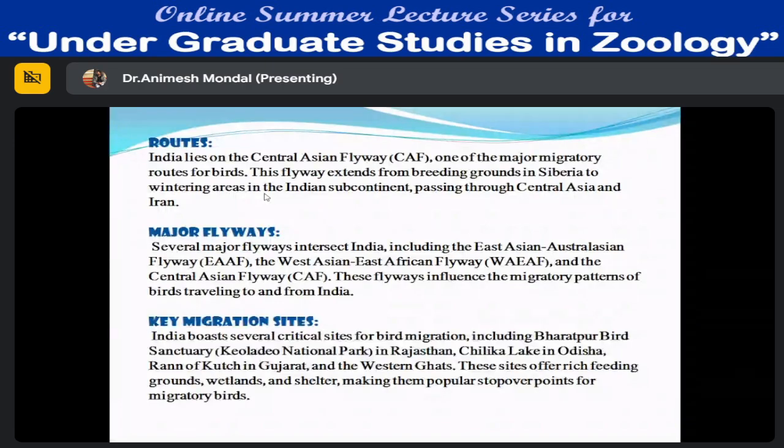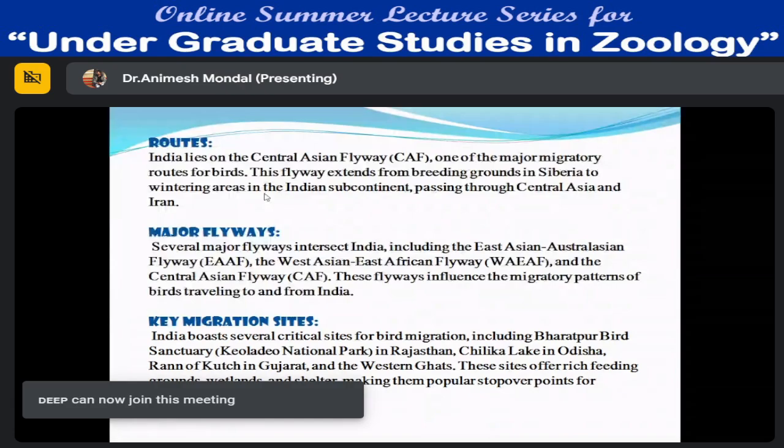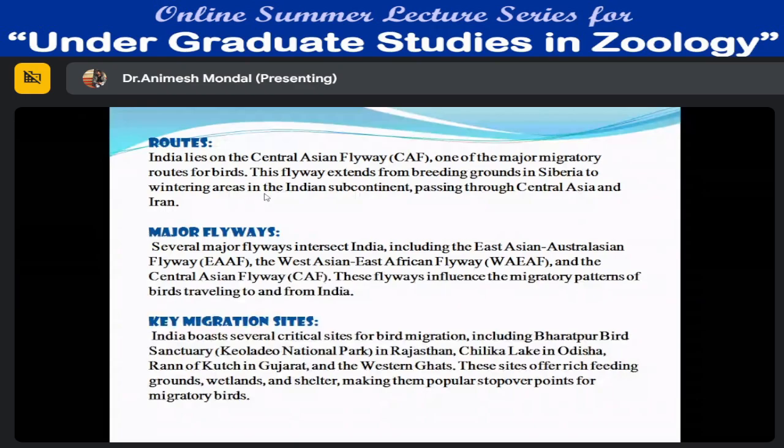Now, among these major flyways, as I have mentioned earlier, the Central Asian flyway is the key factor for Indian migration of birds. Now, there are some key sites which are generally used by the birds, and India boasts several critical sites for bird migration, which include Bardhaman Bird Sanctuary, Keoladeo National Park in Rajasthan, Chilka Lake in Odisha, Rann of Kutch in Gujarat, and the Western Ghats. And these sites offer rich feeding ground, wetland, and shelter, which make them popular stopover points for migration.